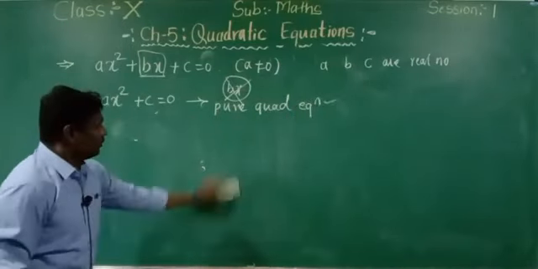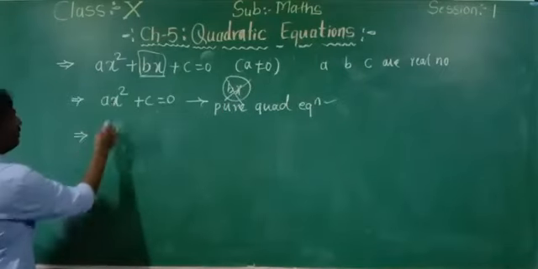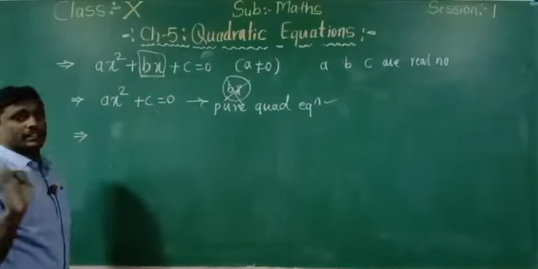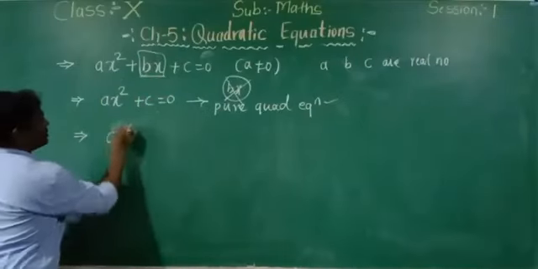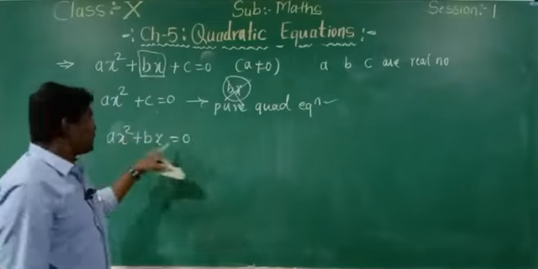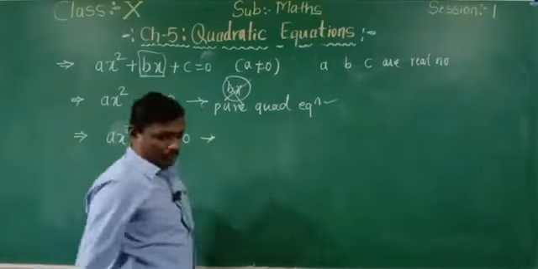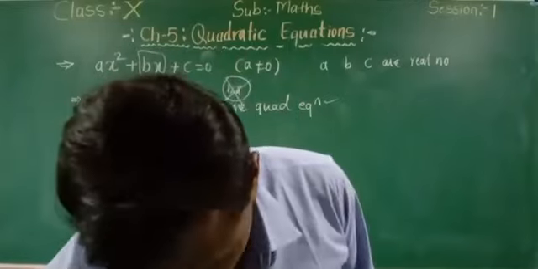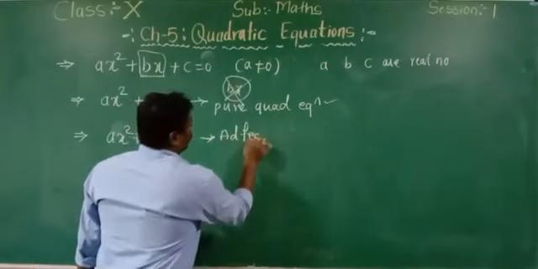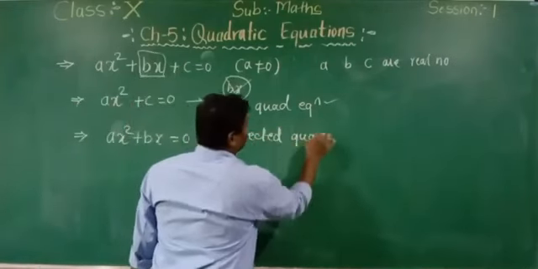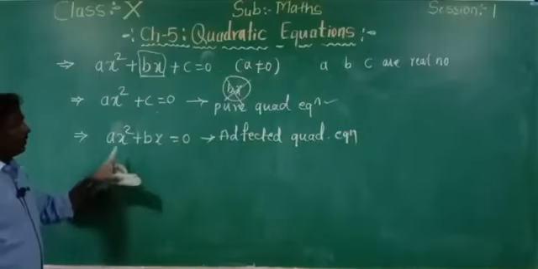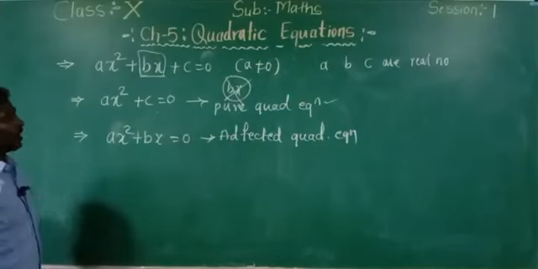Okay, next one more term is there. For the first one, I neglected the bx term. If I neglect the constant term, for example, ax square plus bx is equal to 0. Ax square plus bx is equal to 0. So this type of quadratic equation is called an adfected quadratic equation. In adfected quadratic equation, we are neglecting the constant term.